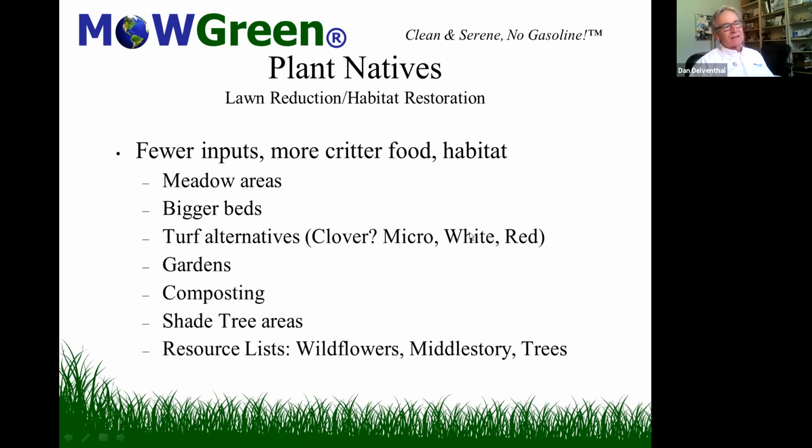A lot going on with clover. We've helped people plant clover, establish it in lawns. Clover magically pulls nitrogen from the air. We help folks install gardens, less lawn mowing, more food growing. Composting's a good idea. Look at those shade tree areas as areas where maybe it won't be lawn anymore.